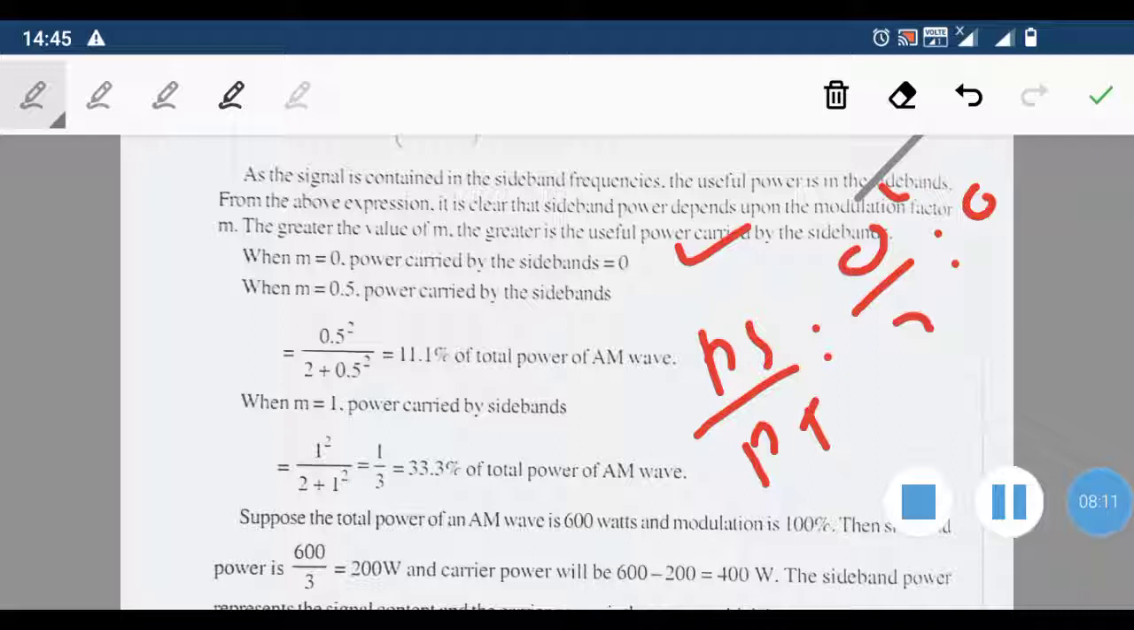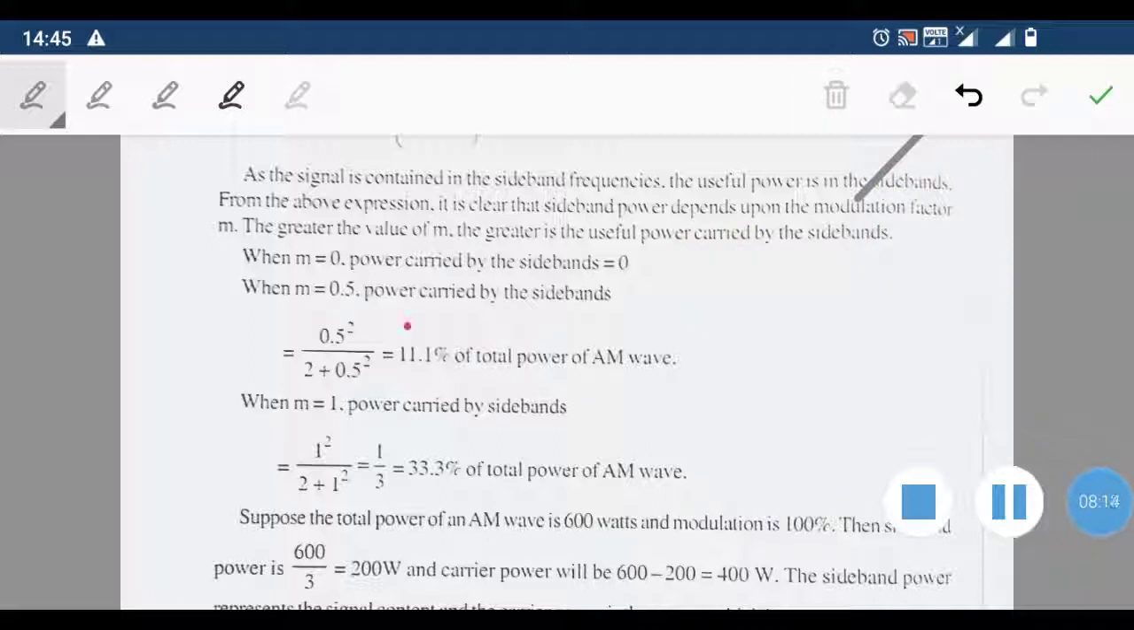When m is equal to 0.5, we can calculate this value as 0.5 square divided by 2 plus 0.5 square. So in that case it is 11.1%. Then the maximum possible m value is equal to 1. In that case it is 1 square divided by 2 plus 1 square, that is equal to 1 by 3, that is 33.3% of the total power.